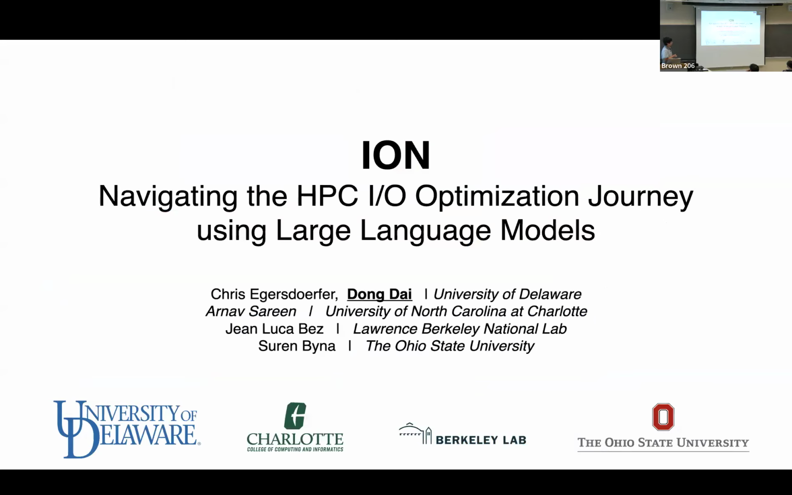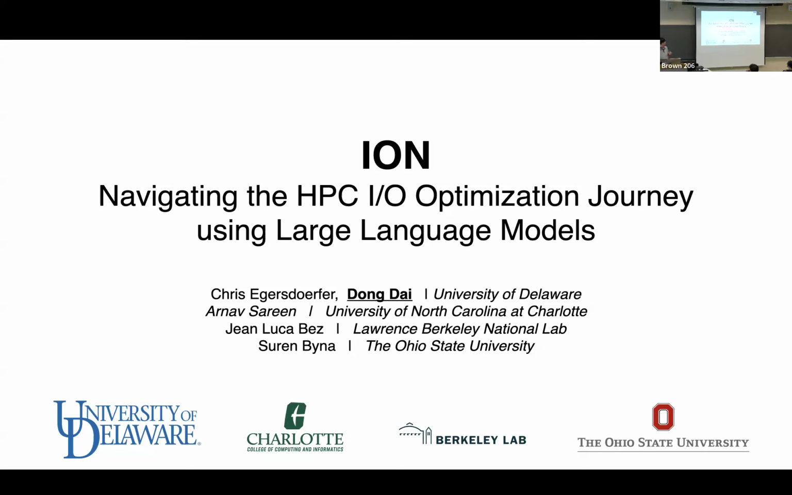So this is the work we just published in the summer. It's called ION. This is a collaborative work done by us and UNC Charlotte, where my previous student was, and also Berkeley Lab and Ohio State University as well. So the ION idea is to use a language model as a tool to understand how the IO logs created by applications can reflect the application performance, and hence to improve its performance by providing recommendations to the users.